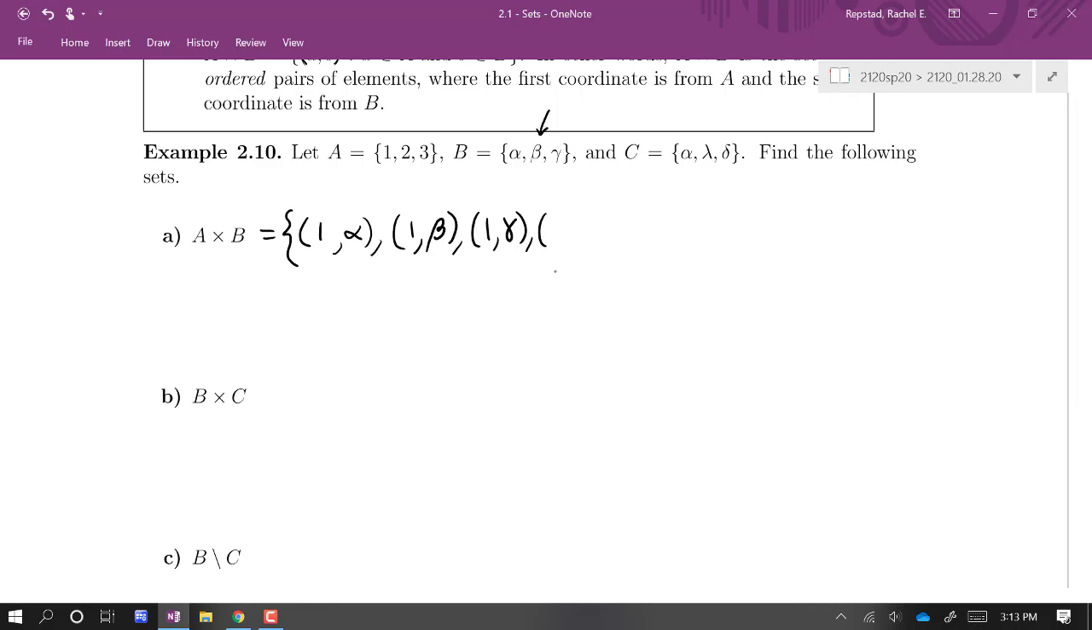And you can repeat the process starting with B. Because they're ordered, it matters what order they're in, right? Yeah, we could restart the process starting with what? Starting with alpha. 2 alpha. The first coordinate has to be an A. Right, so those are all the ones where the first coordinate is 1, which is an A. We've exhausted all the second coordinates there. So we just repeat that pattern. So we have 2 alpha, 2 beta, 2 gamma, and then again with 3.